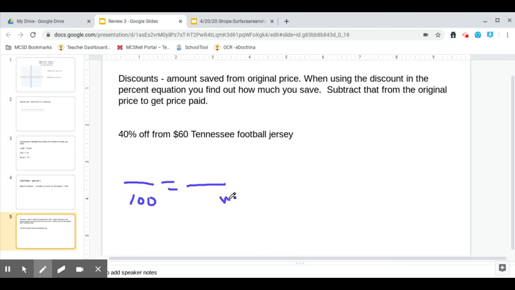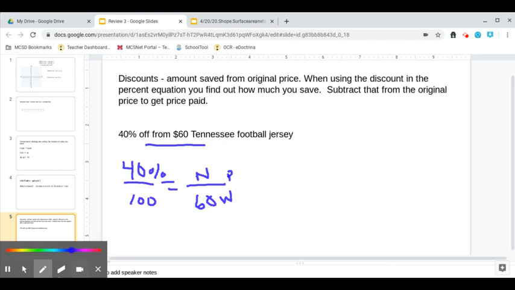This is whole. This is part. This is percent. So I have 40% they gave me. So I have 40% off $60 for the original price. The original price is the whole price without a discount. Okay. So I'm going to get a different color. I have to see 40% of 100 goes into something out of 60. I'm going to divide this by 10 because 100 doesn't go into 60.